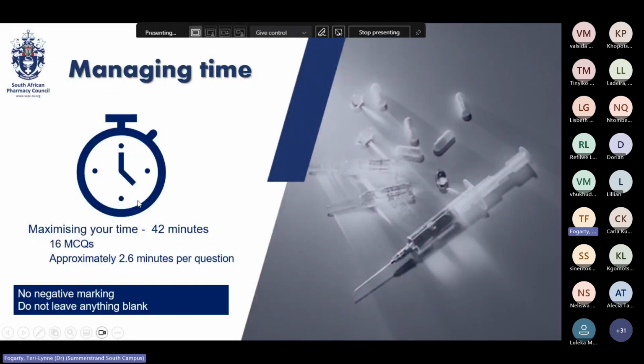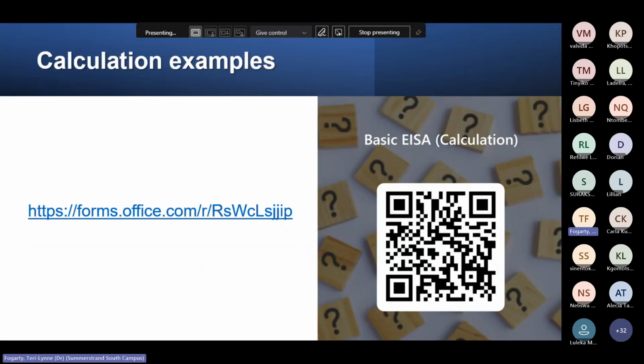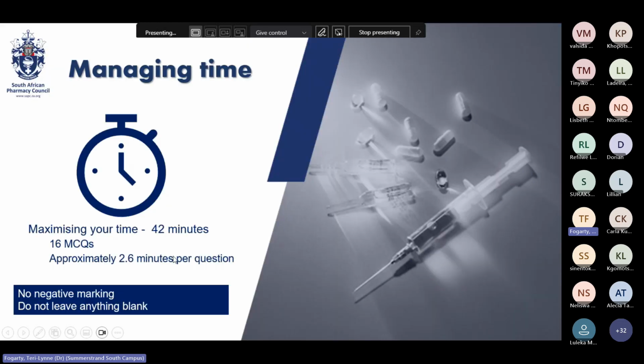So as far as time is concerned, there's approximately 42 minutes to do the calculation questions. The whole exam is 3.5 hours, but we've estimated that for the 16 multiple choice questions, you will have about 42 minutes, which is approximately 2.6 minutes per question. Some of the calculation questions you might be able to do quickly, and others might take you a little bit longer. And so in total, you will have 42 minutes to complete those.